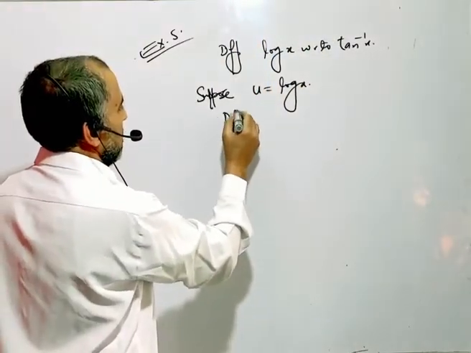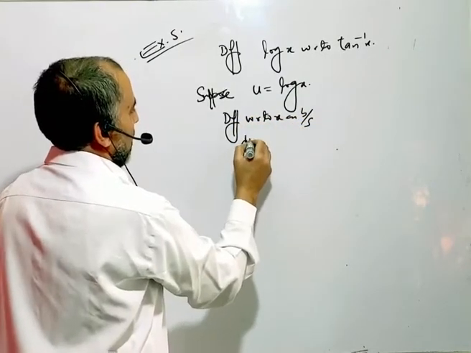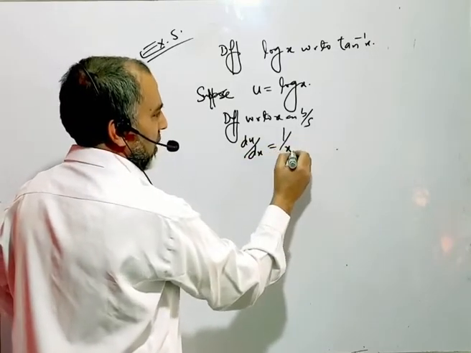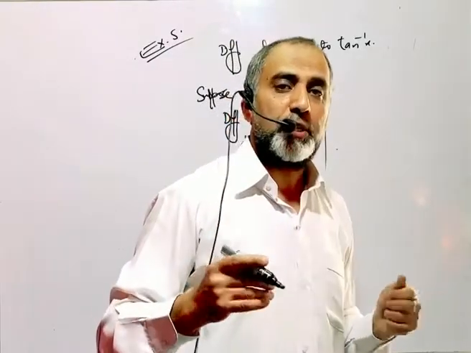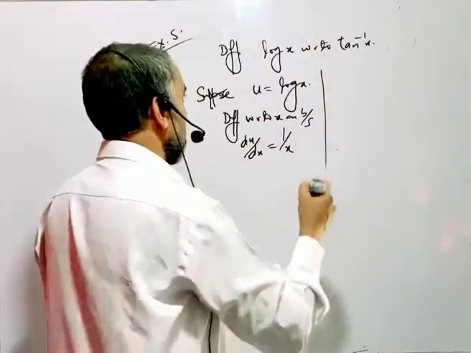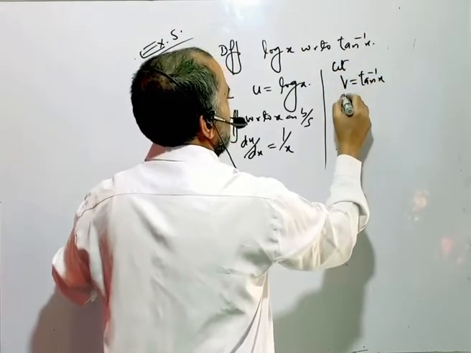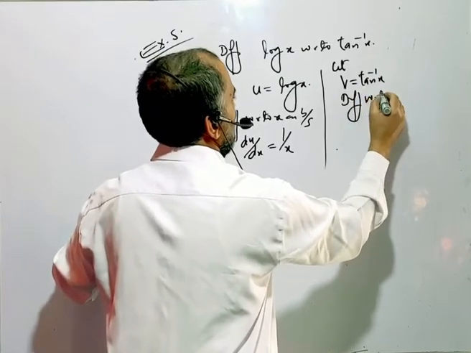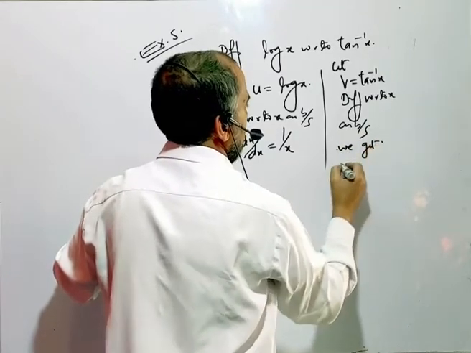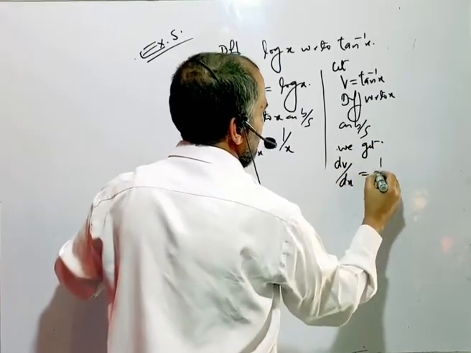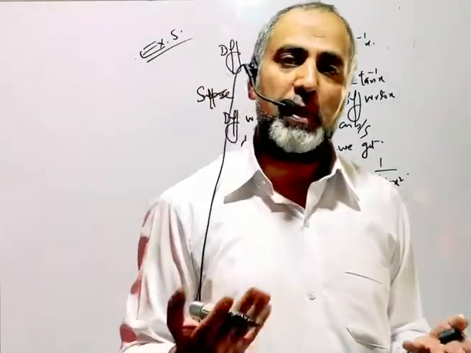हम लिखेंगे differentiate with respect to x on both sides. We can write du by dx is equal to simple. It is 1 upon x. As we have discussed this by first principle also, derivative of log of x is 1 upon x with respect to x. Let v is equal to tangent inverse x. Differentiate with respect to x on both sides. We get dv by dx is equal to, ये भी पता है आपको कि tangent inverse x का डेरिवेटिव किसके बराबर होता है? 1 upon 1 plus x square.